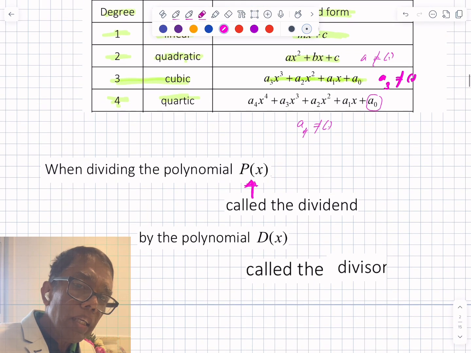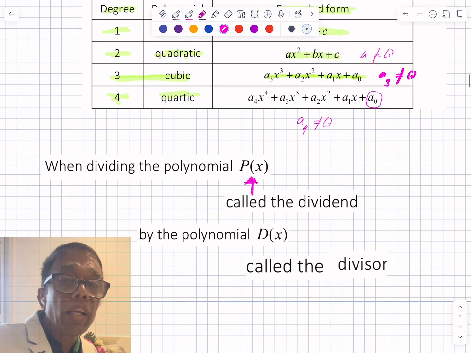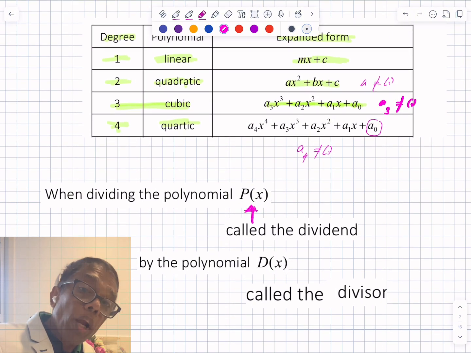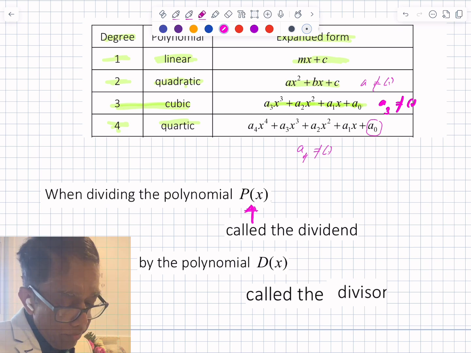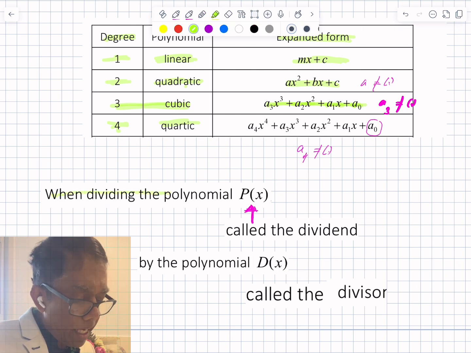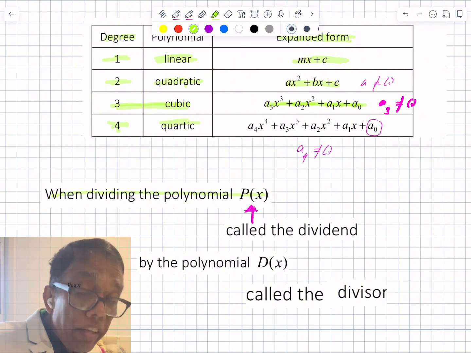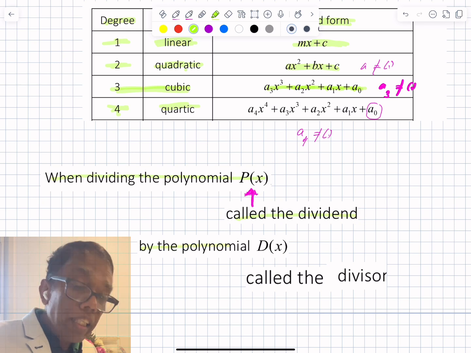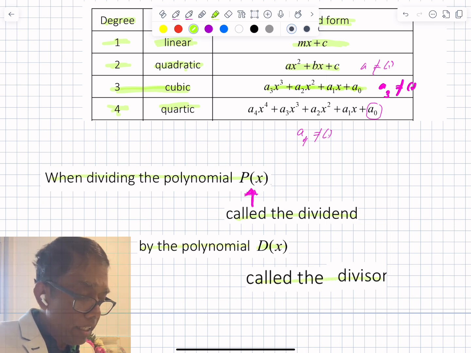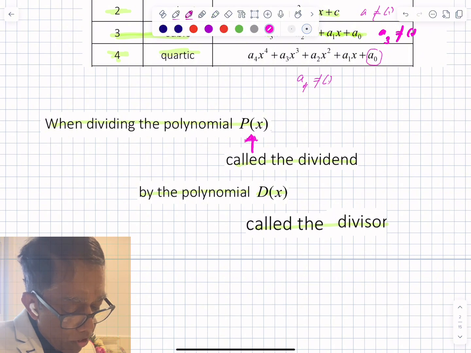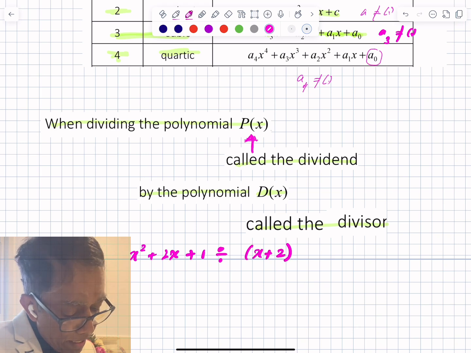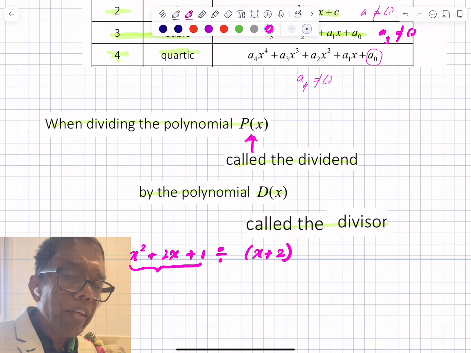Okay. Now let's go to the division of polynomials. How do we divide a polynomial by a polynomial? Here, when dividing the polynomial p(x), it is called the dividend, by the polynomial d(x), which is called the divisor. As an example, if I want to divide x squared plus 2x plus 1 by x plus 2, this is the dividend and this is the divisor.